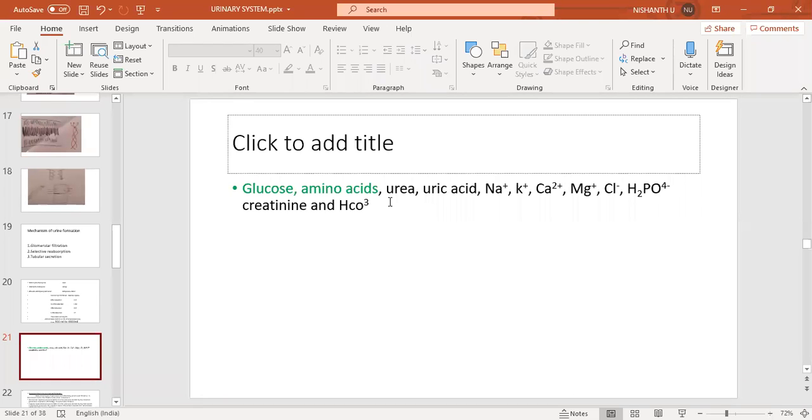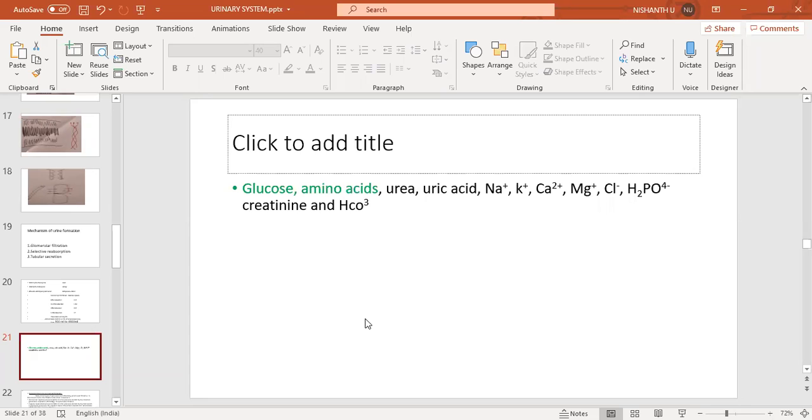All these substances, from a medical point of view, we divide into 3 categories: high threshold substances, low threshold substances, and non-threshold substances. I repeat again, high threshold substances, low threshold substances, and non-threshold substances. What is the meaning? High threshold substances means substances which will get 100% reabsorbed into the body. They are called high threshold substances. Example, glucose and amino acid.